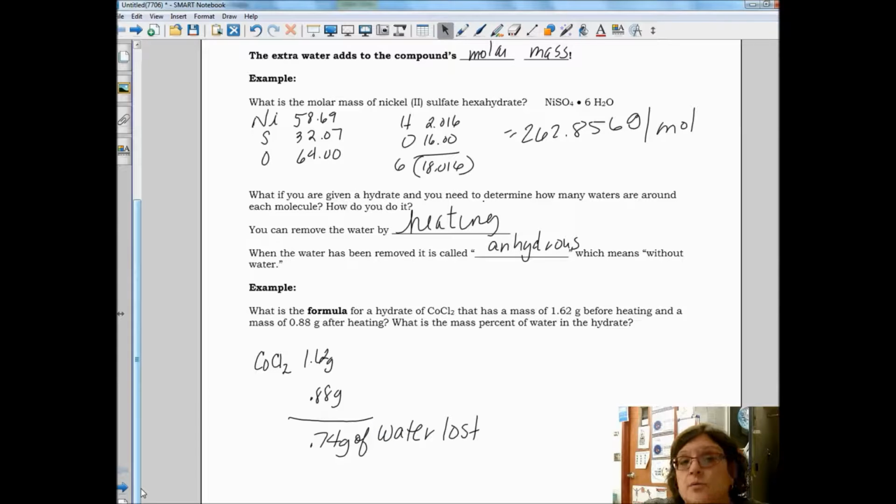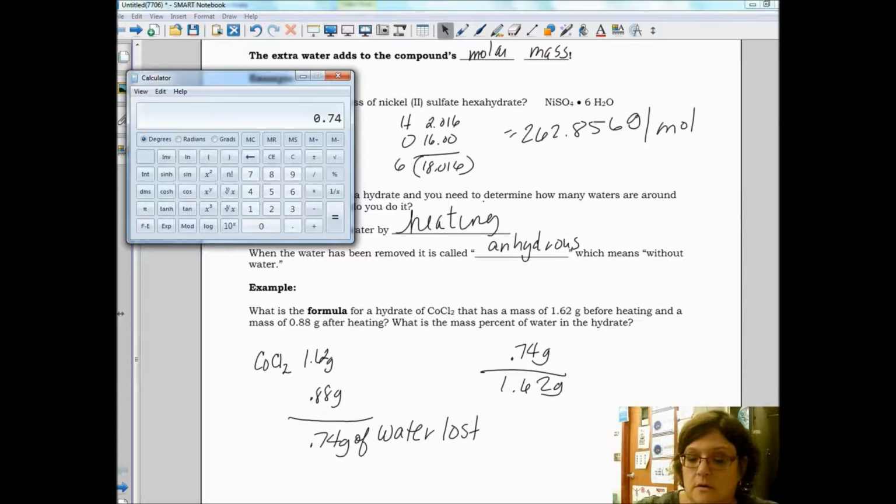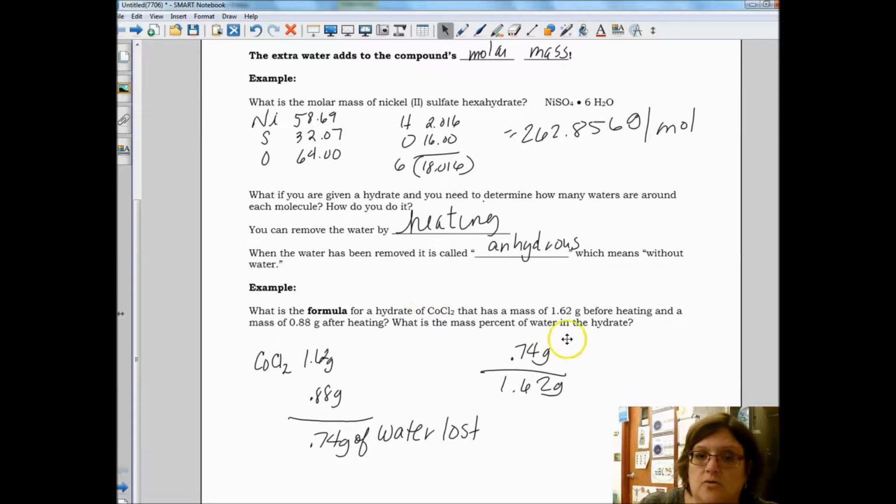So what is the mass percent? Remember that percent means part divided by whole. So the part is going to be 0.74 grams of water. The whole was 1.62 grams. 0.74 divided by 1.62, we get 0.4567. Multiply that by 100. 45.68% was water.